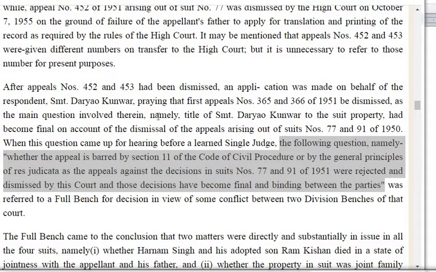So do these suits have a distinct identity each? Will you consider every suit as a suit with a distinct identity?